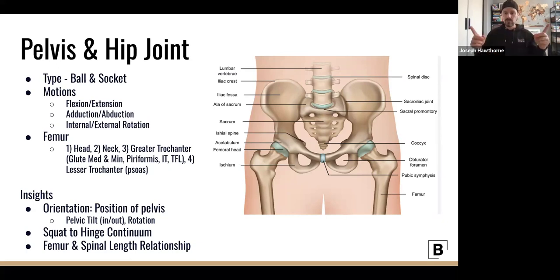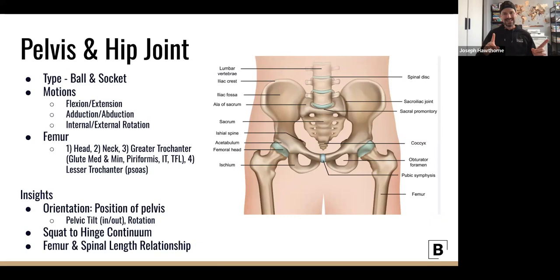If somebody has really long femurs and a really short torso, they probably are on the continuum where they deadlift really well. They probably struggle with squats, long femurs. Oh, you can't squat. Your knees are going to go so far over your toes that you're just going to run out of range of motion. You're not going to be able to get very far. Oh, totally makes sense now, right?